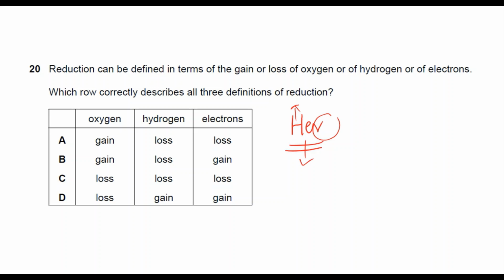So the definition of reduction is when there's a gain of hydrogen or electrons. So where do I see hydrogen or electrons gained? Well, the only place it says gain is oxygen loss, and that's kind of obvious because when oxygen is gained, that's oxidation. For that, you can remember OO, which is kind of pathetic. For oxidation, it's weird, OO. But yeah, oxygen gain results in oxidation, and HER, hydrogen and electrons gain, results in reduction.